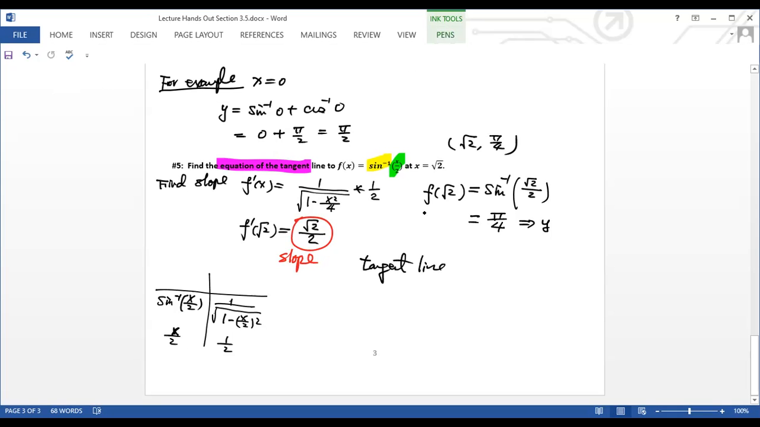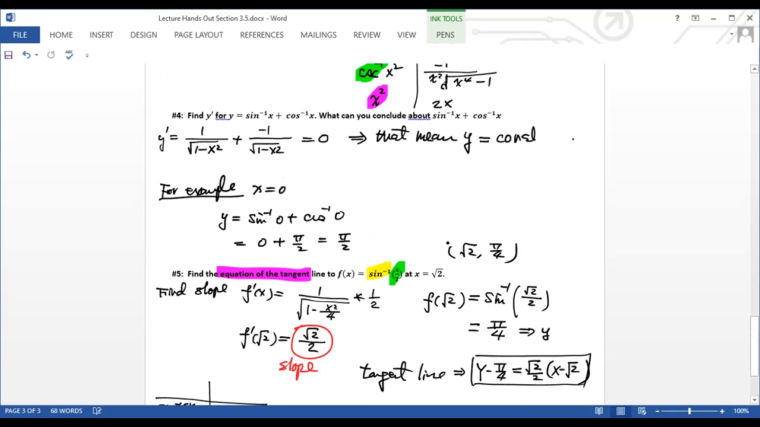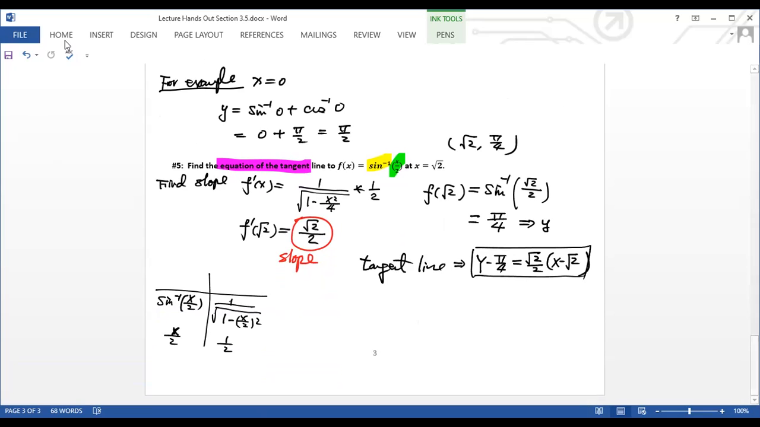So what are my tangent lines here? My tangent line is going to be y minus pi over 4 is equal to square root of 2 over 2 times x minus square root of 2, right? So that will be my tangent line here, okay? So I'm going to use this implicit differentiation to show one very, very important formula.